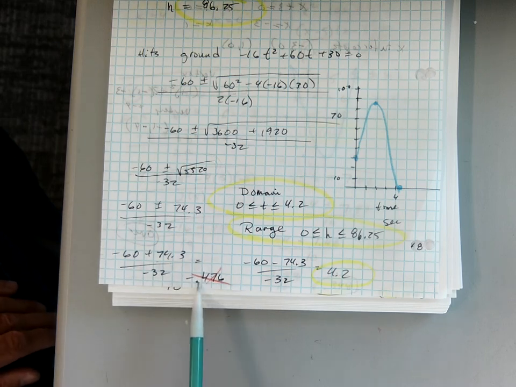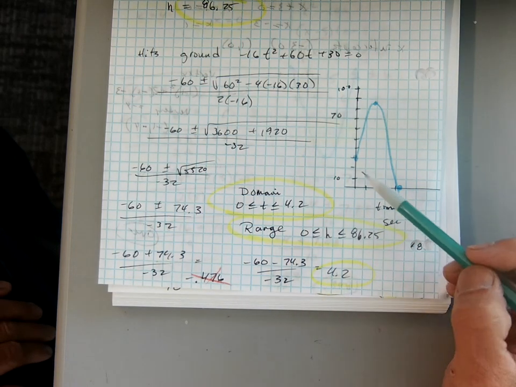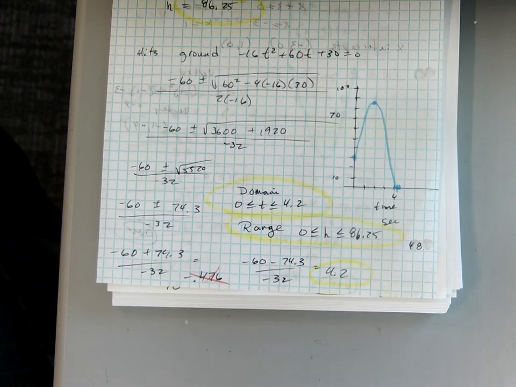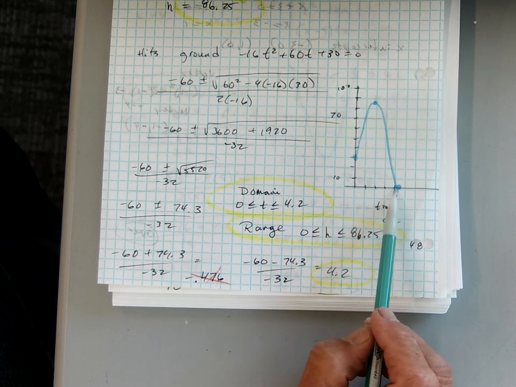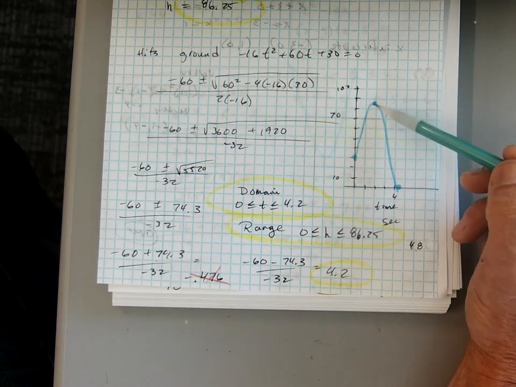Now I did both on my calculator. That can't be happening. That's a negative. That's time. You can't have a negative time, so you throw that out. So then the other answer is 4.2. So it goes up, whoop, hits the ground at 4.2 seconds. Okay. So now domain. Well, domain, the rock's in the air from 0 to 4.2 seconds. That's the domain. The range, the height is from 0 to 86.25.